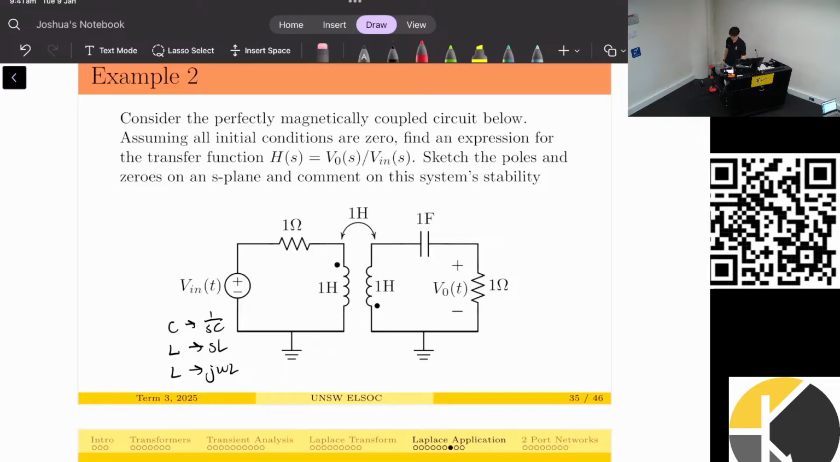So one thing I would do is I would apply the dot convention. So I need to define my currents. I'll define my current going this way, and my current going this way. So the dot convention, the current is entering this dot, so that means the dot on the other side is the positive terminal, this is the negative terminal. The current of I2 is entering this dot, so that means this side is positive and this side is negative. And that marks the contribution of the mutual inductance.